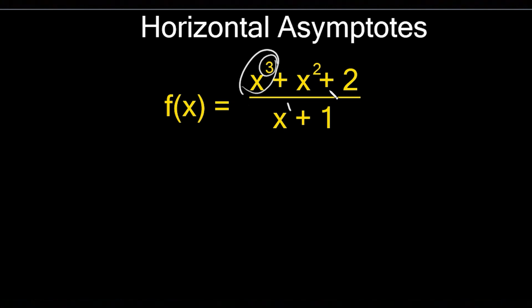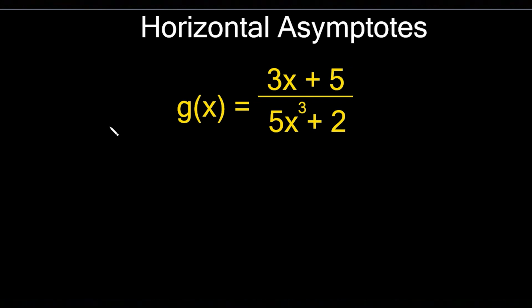But again, on my numerator, I have a degree of 3. On my denominator, a degree of 1. That means there's going to be no horizontal asymptote. So I'm going to go ahead and say here, no horizontal asymptote. I'm going to abbreviate HA, right? No HA. All right, let's go ahead and try another example.